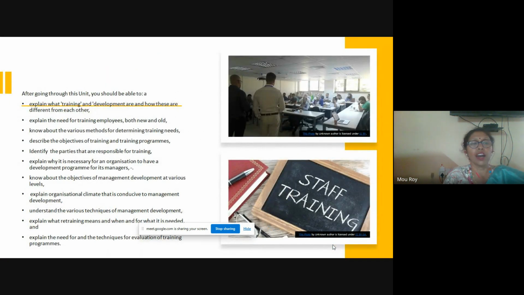Basically, after going through this unit, you should be able to discuss why training and development is very important. You need to find out why there is a need for training for the employees. You need to define the objectives of the training and the training programs. What are the various management development programs at various levels?